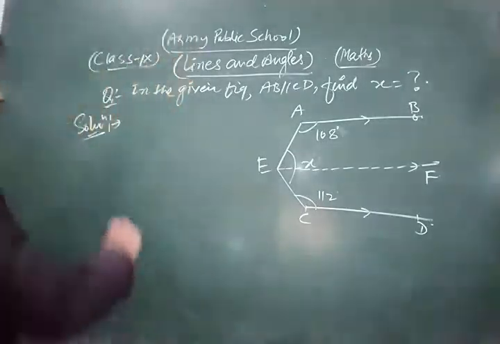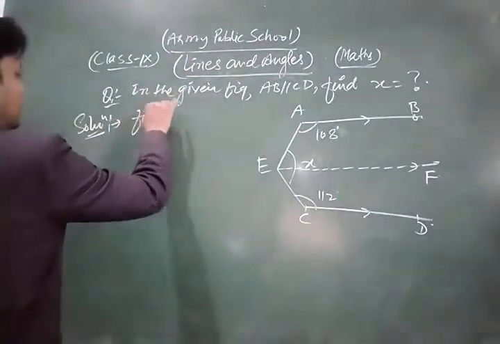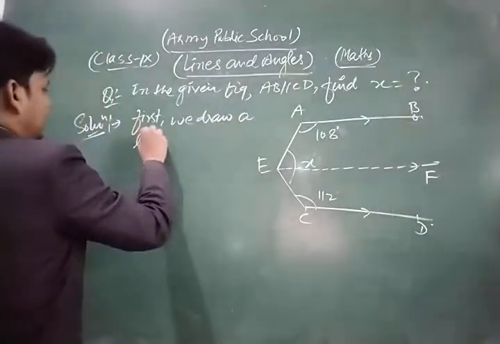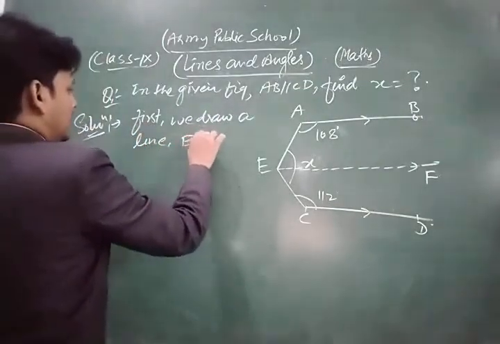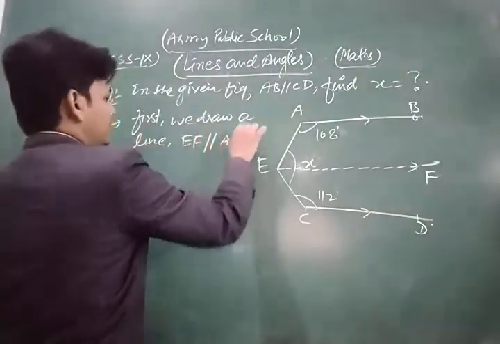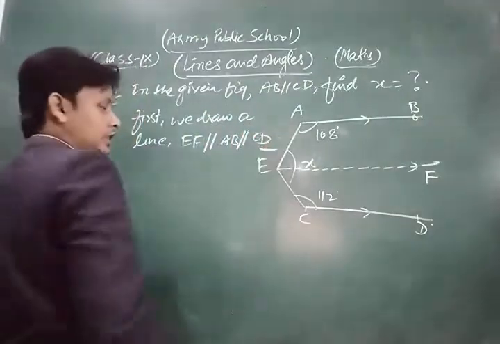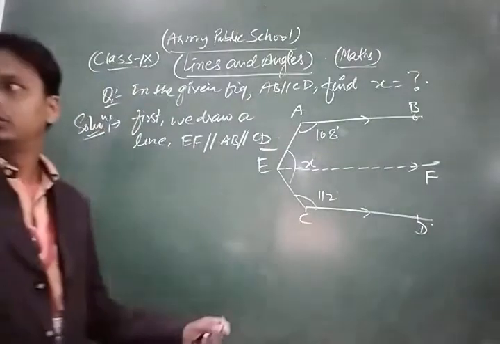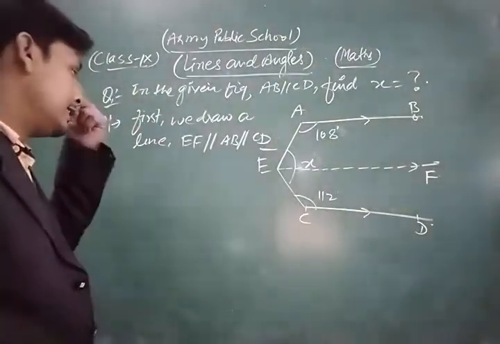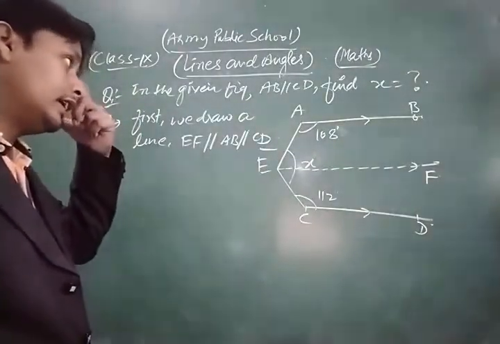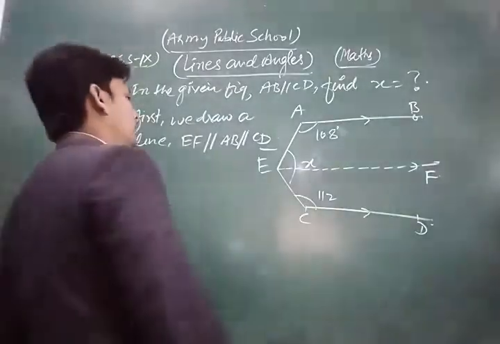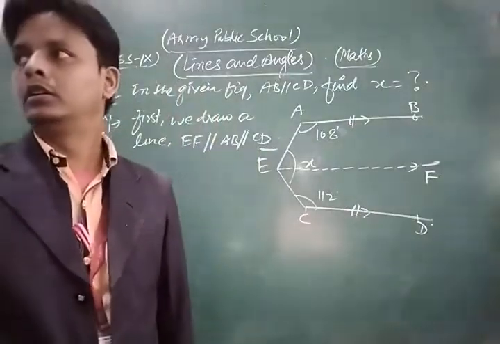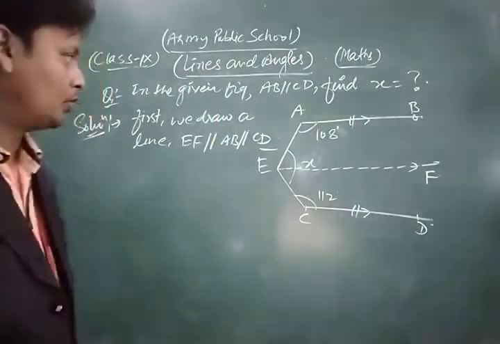Dear students, first we draw a line EF which is parallel to AB as well as parallel to CD. This is a line. First of all, we draw a line EF which is parallel to AB and CD respectively.